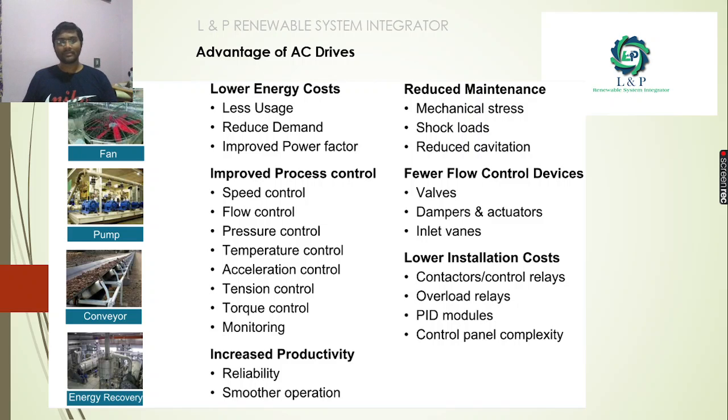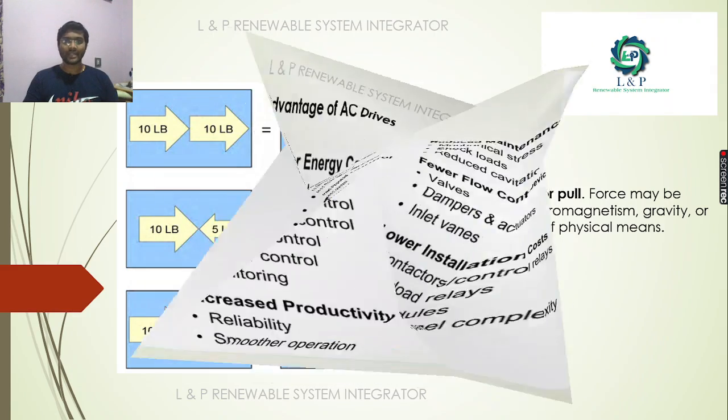In all these advantages, each and every category has different controls. We can control speed, we can control flow, we can control pressure, we can control temperature, we can control acceleration, we can control tension, we can control the torque, and we can monitor. These are the improved process control features of these AC drives.